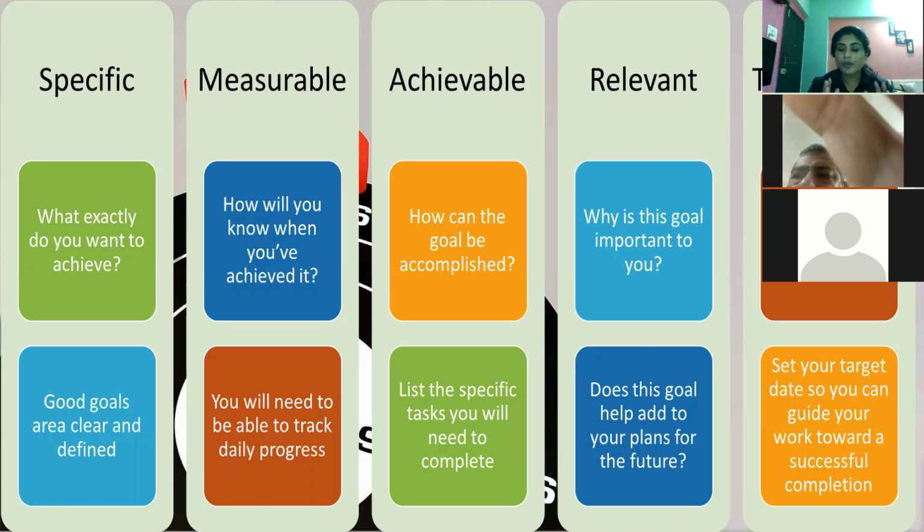Achievable, okay, it should not be out of my limits, out of my capacity. If I say within a month itself I want to lose 15 kg, is it possible? No, practically it's not possible. So of course your subconscious mind also knows that it's not achievable, but still you are setting that goal: I want to lose 15 kg in a month. Not possible. Whatever hard efforts you take, it's not going to happen.